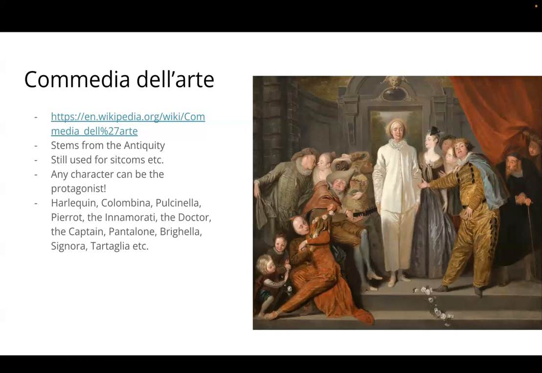I mean, it doesn't say anywhere that the doctor has to be a male character, or Harlequin could be female. Actually, the Colombina character usually has the same kind of outfit as Harlequin. So they are each other's foils in a way. Okay, so that was Commedia dell'arte.